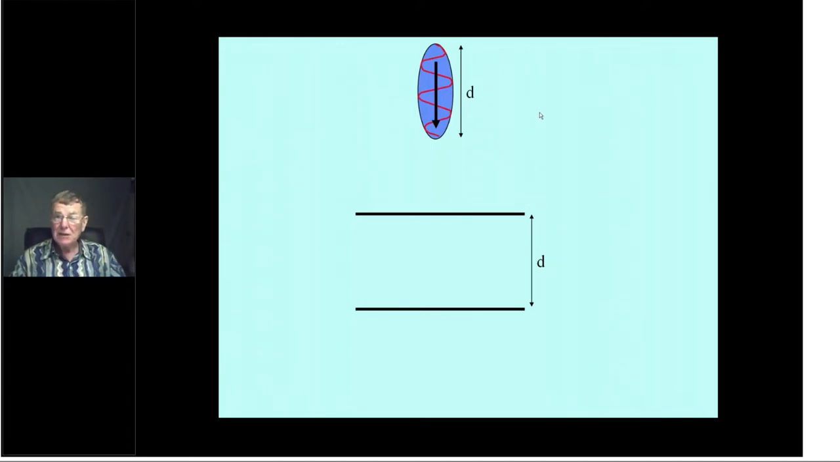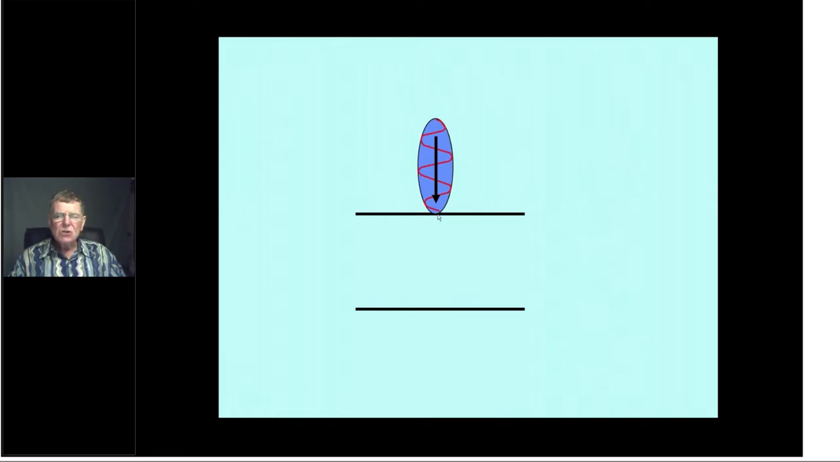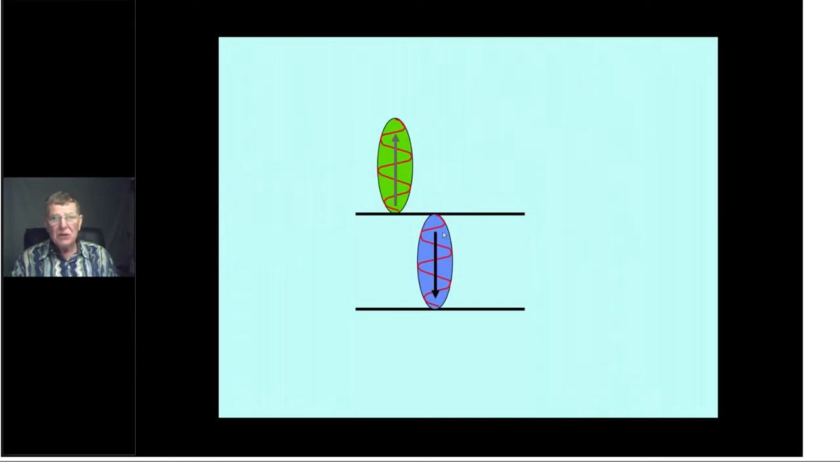Let's see what happens when that pulse hits them and starts to return an echo. There's the pulse going down, strikes the first interface. The moment it does that, it will start to return an echo, and it will continue to return an echo as it passes through that interface. The echo will be a mirror image of the pulse itself.